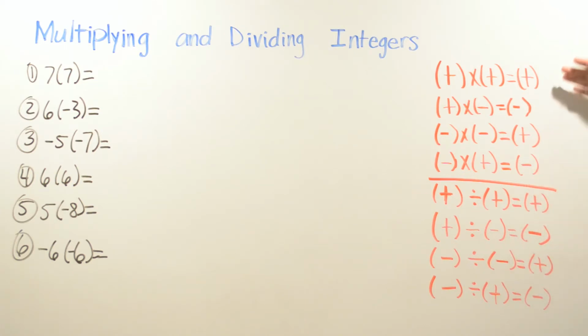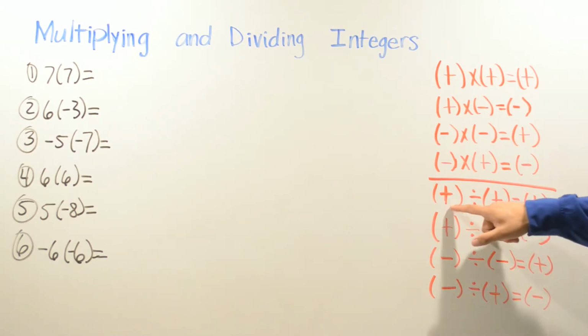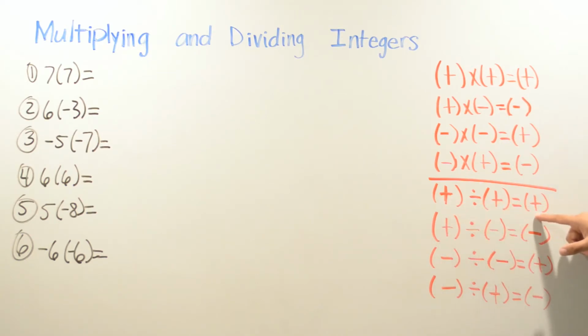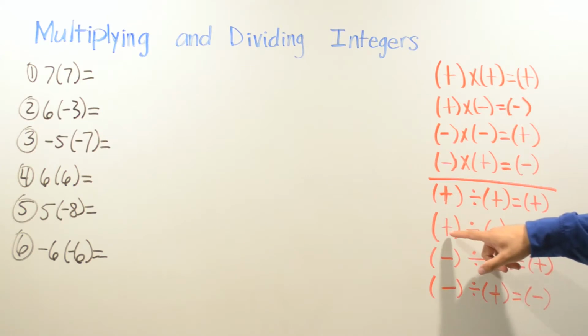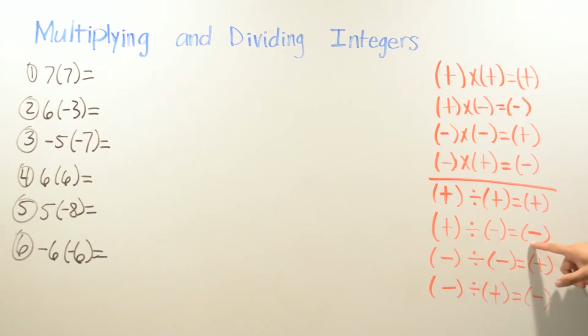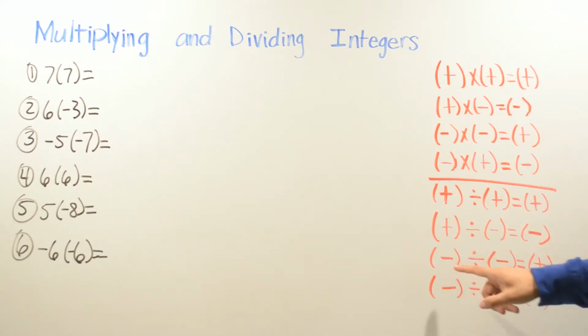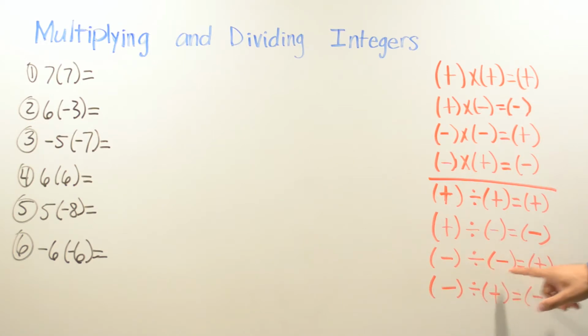Okay, it's the same thing for division. Same rules apply. I just wrote it down so that way you can go ahead and see it's the same. When you do positive divided by a positive, your answer should be a positive. When you do a positive divided by a negative, your answer should be a negative. And when you do a negative divided by a negative, your answer should be a positive. And if you have a negative divided by a positive, it's going to be equal to a negative.